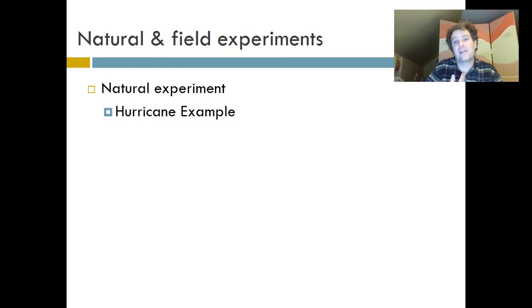We didn't do the stimulus, right? We're sorry that the people lost their houses, but we're taking advantage of this naturally occurring event to basically run an experiment. The world affected some people, and we're basically seeing the results of that.